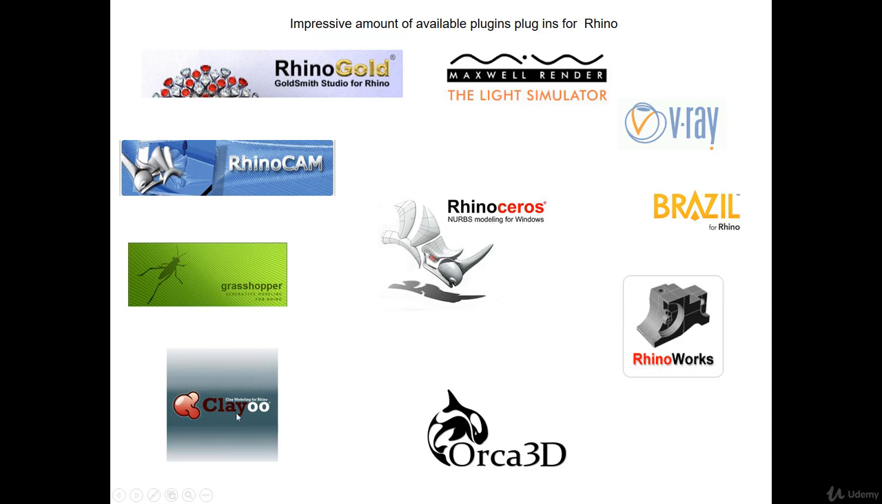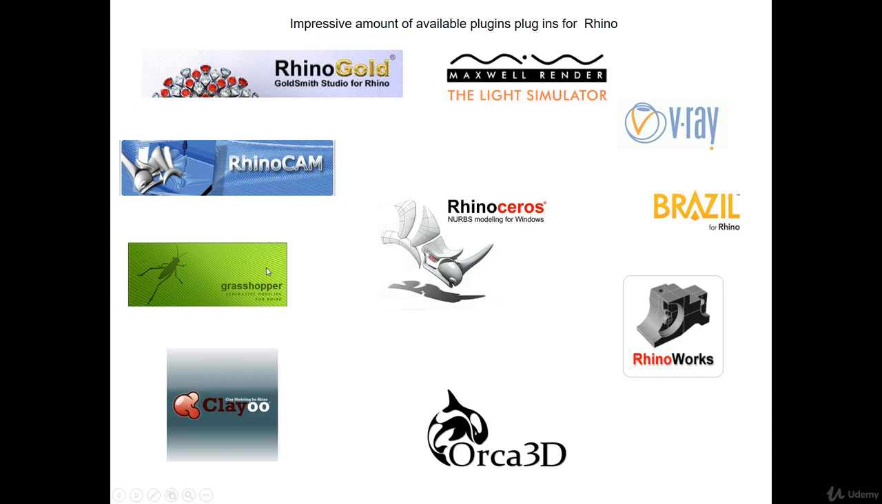ClayOo is interesting. It's a little software designed in Spain, and it allows you to do subdivision surfacing within the Rhino environment and then convert these subdivided surfaces into NURBS surfaces. So ClayOo is fully embedded within Rhino, and it's pretty impressive, and I invite you to check out their demo.